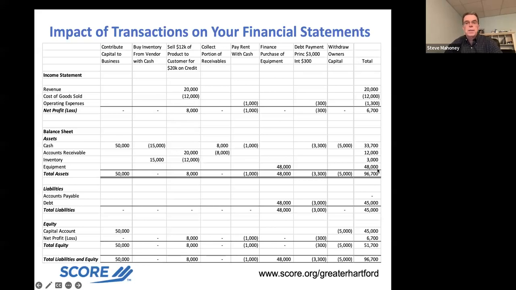So you'll often hear sometimes about debits and credits when you're thinking about accounting or your bank statement. The debits and credits always equal each other. This demonstrates that.